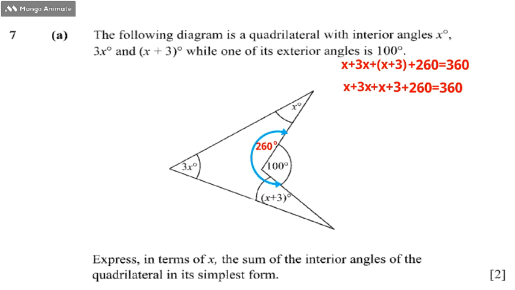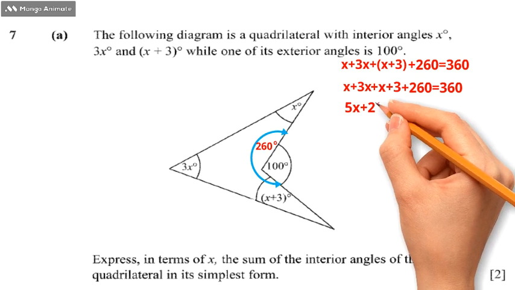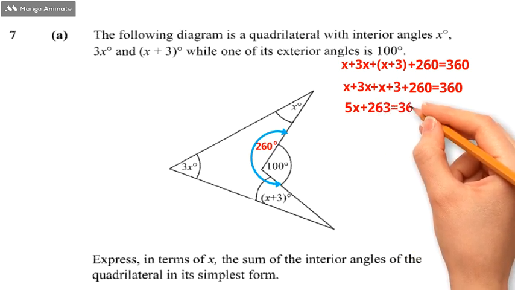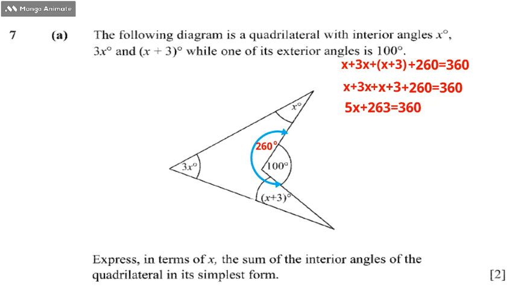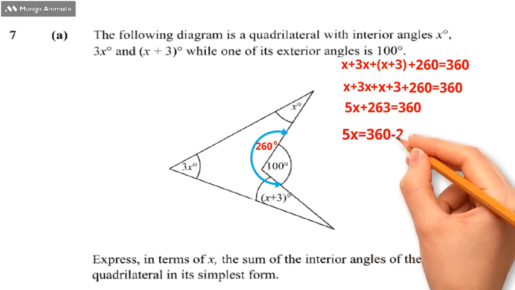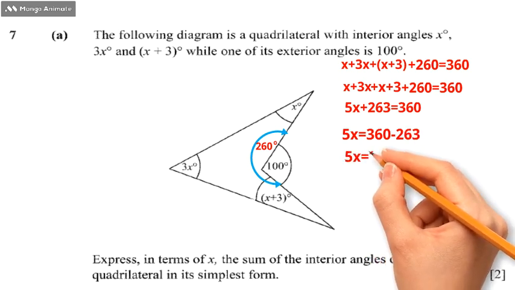Once we have done that, we put like terms together, grouped according to their likeness. So we add x plus 3x plus x, which gives us 5x. Then 3 plus 260 gives us 263, which is equal to 360 degrees. Next, we're going to remain with 5x is equal to 360 degrees minus 263 degrees, which gives us 5x is equal to 97 degrees.